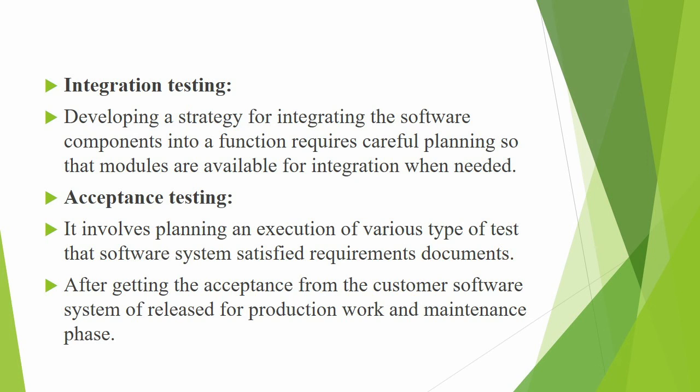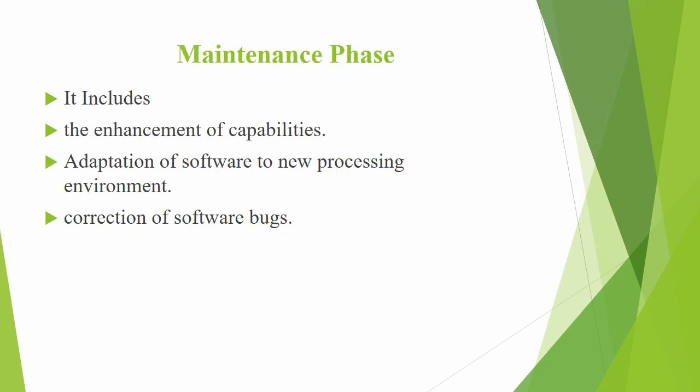Acceptance testing involves planning and execution of various types of tests to show that the software system satisfies the requirements documents. After getting the acceptance from the customer, the software system is released for production work and the maintenance phase. The last phase in the phased lifecycle model is the maintenance phase. It includes the enhancement of capabilities, adaptation of software to new processing environments, and correction of software bugs.